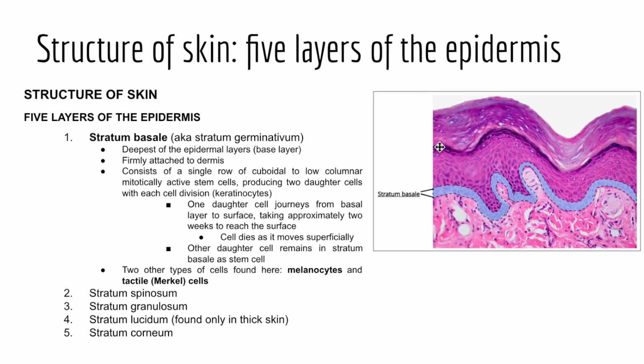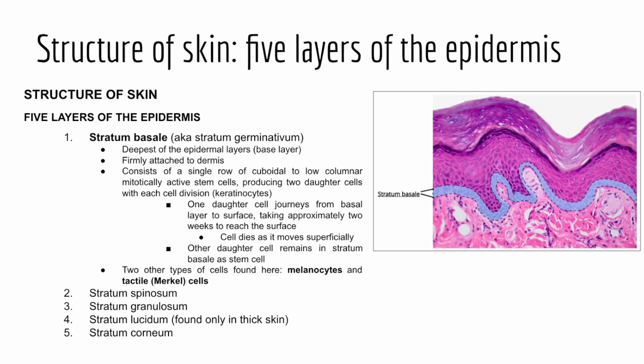This image here we take from the Powell site. We're showing, and I've highlighted here in blue, our stratum basale layer of our epithelial tissue. Again, we have a single row of cuboidal, somewhat columnar, mitotically active stem cells, which go on to produce our keratinocytes. Remember, other cells found in this region, we see melanocytes producing melanin, as well as our tactile cells, sometimes called Merkel cells.